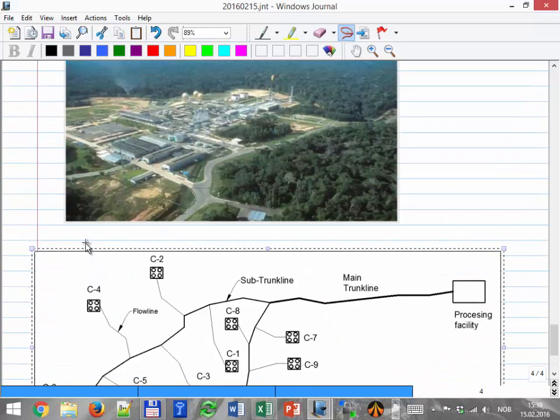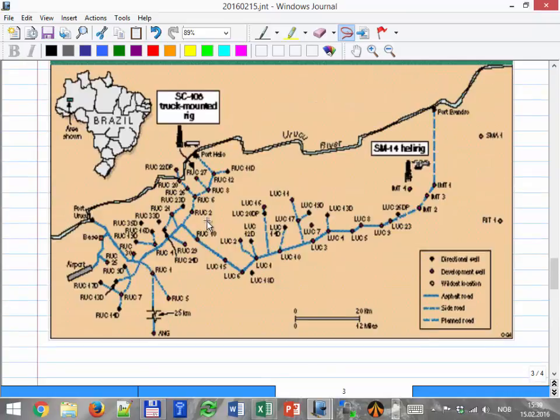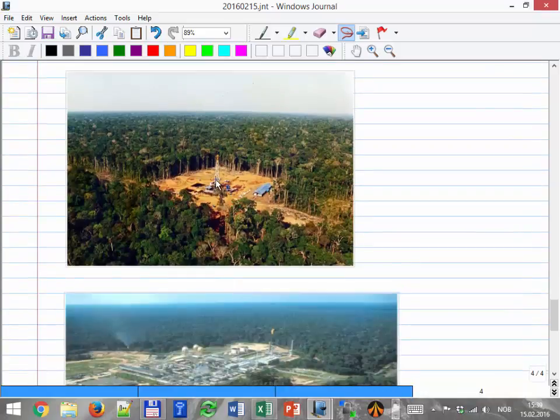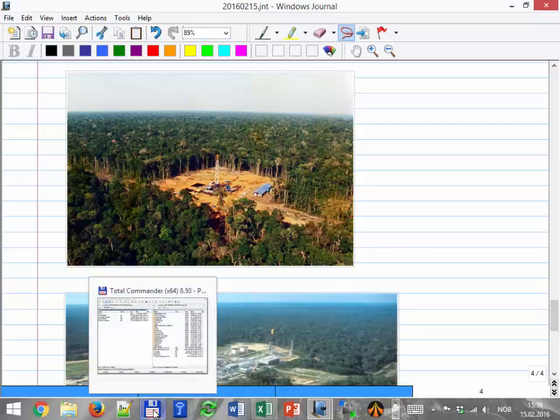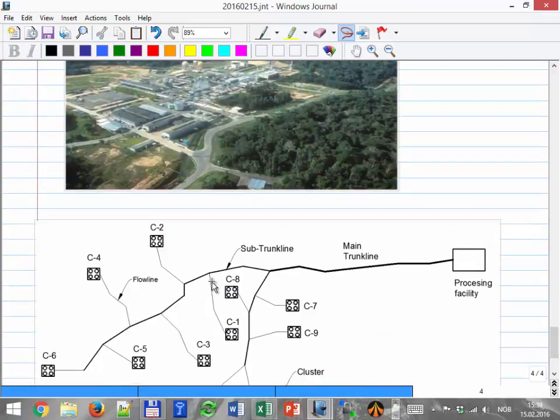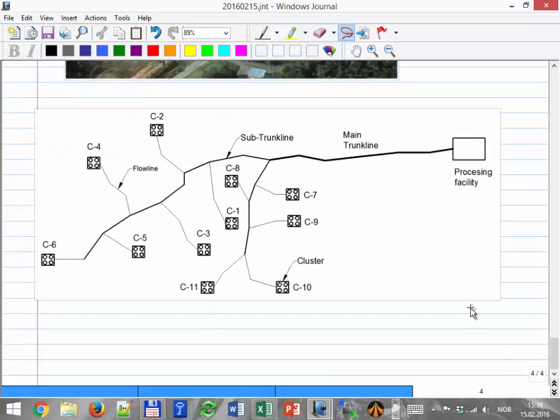No, this is very similar to the Amazonas, to this field. So it's like one trunk line. Yeah, you have well pads. These are where you have the wells, and then you put a flow line all the way and connect it to the trunk line. I don't think I have a picture of, let me check. Yeah, I can show you later a picture of a junction. I think I have one where these two flow lines and pipelines merge. I can show you a picture of a junction later.